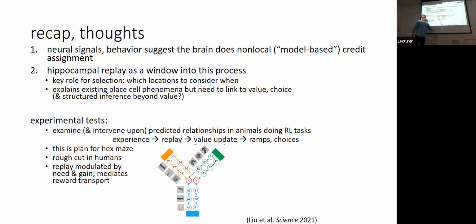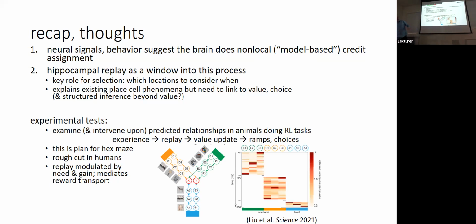We've done something like this in humans as well in a recent paper. I showed Tim Barron's here. I'm not going to go into it, but the conclusion seems to be this is sort of logically similar to the X maze. Replay, as assessed through human MEG, is modulated by or correlates with need and gain. So experience drives replay, and it seems to mediate value update, as assessed by choices. So this is a rough cut at how this is going to work in animals. And that's where we are.